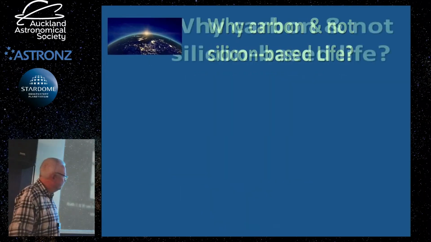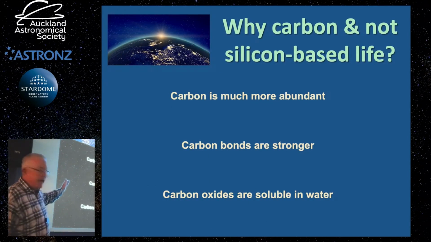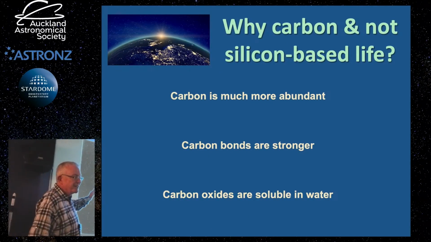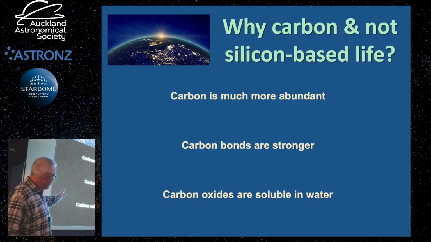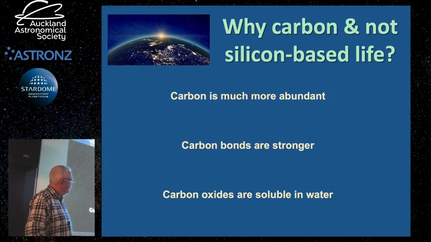I'll show you. We're going to discuss these 3 in a bit more length now. Carbon is much more abundant. You'll see that carbon bonds are much stronger than silicon bonds. And you'll also see that carbon oxides, importantly, are soluble in water, where silicon oxides are not. So let's look into these.